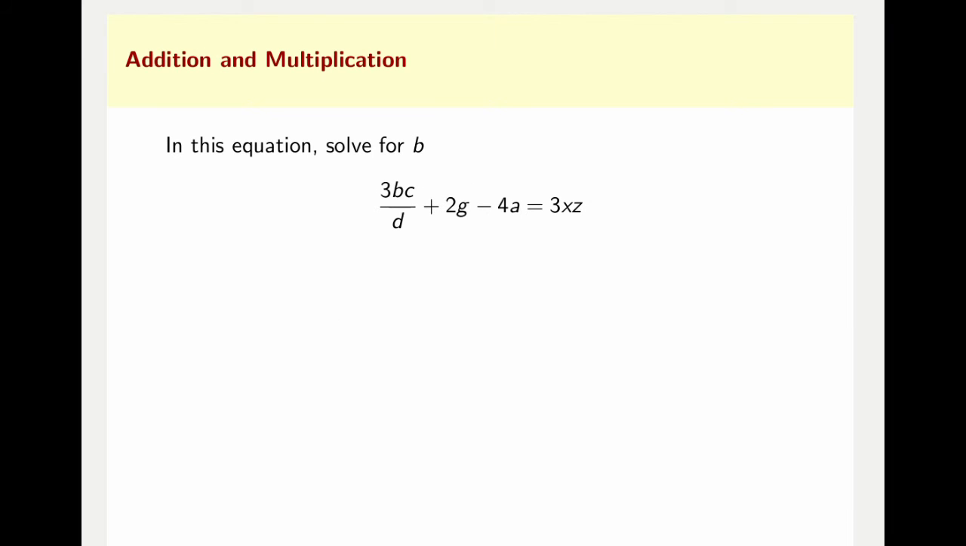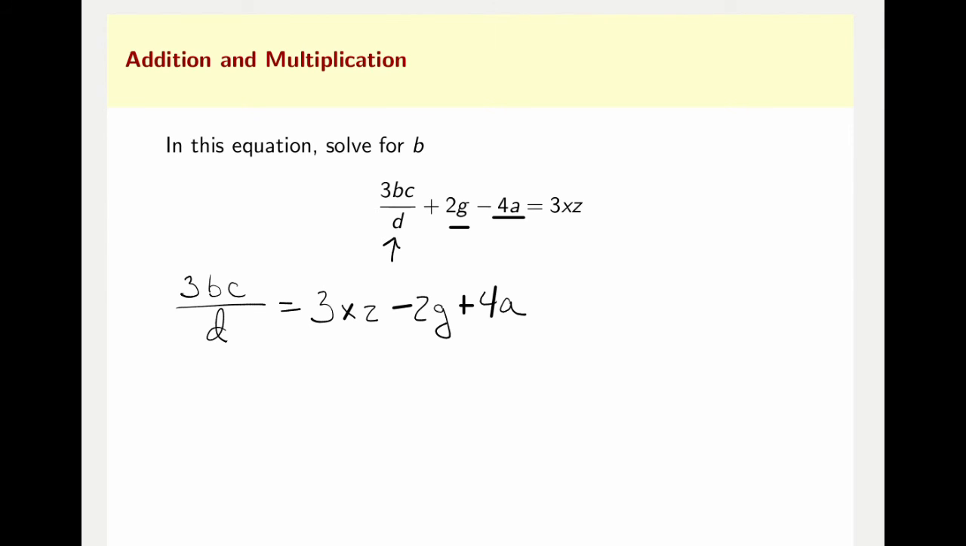Now let's put our two rules together. So in this equation, we have to deal with additive terms and multiplied terms. In this equation, we were asked to solve for b. So we need to isolate the term that contains b. So let's write it by itself. 3 times b times c over d equals, and then write the term that's already there, 3x times z. Now we have a 2g that needs to come across the equal sign, so it becomes negative, minus 2g. And then we have a minus 4a, and when it comes across, it becomes positive 4a.